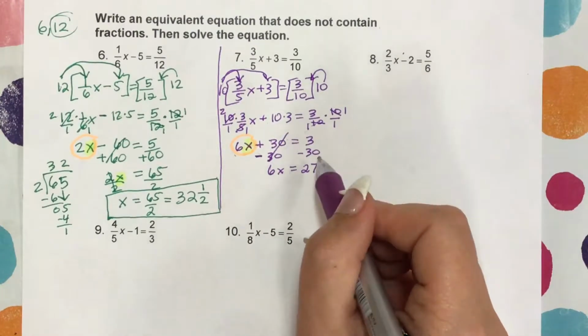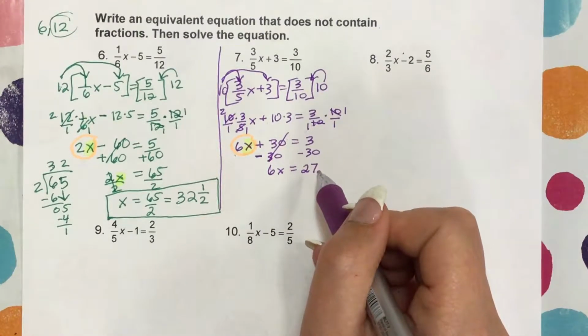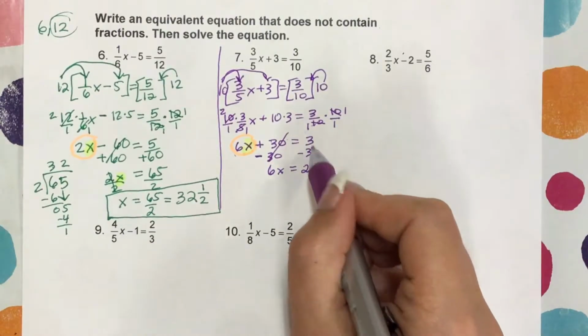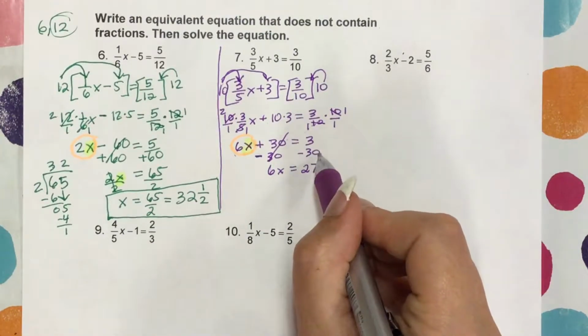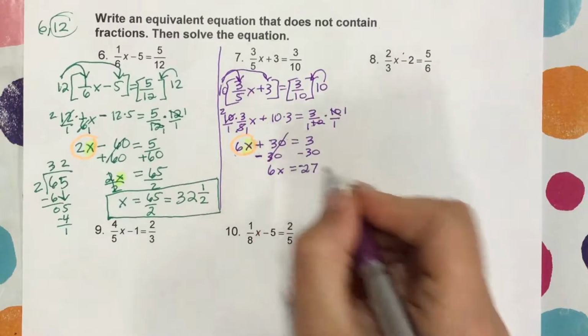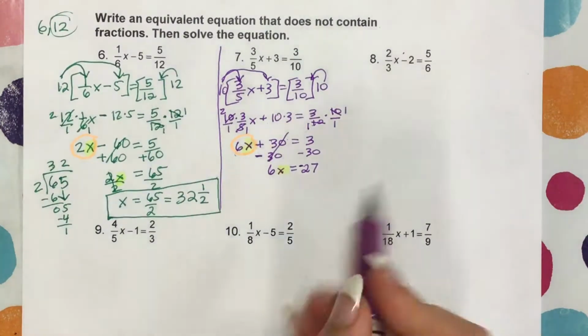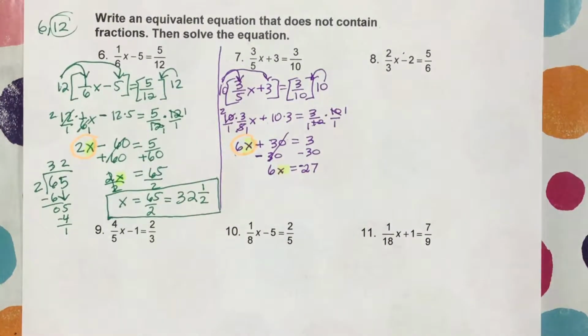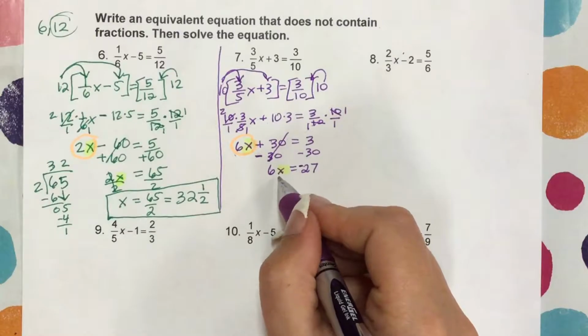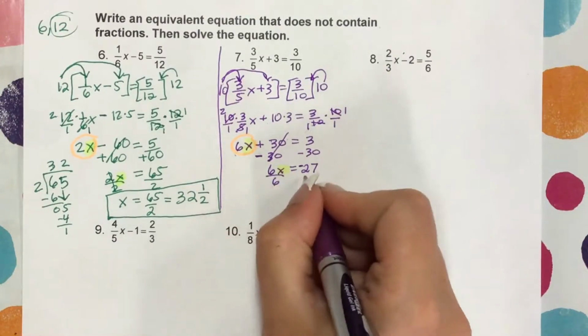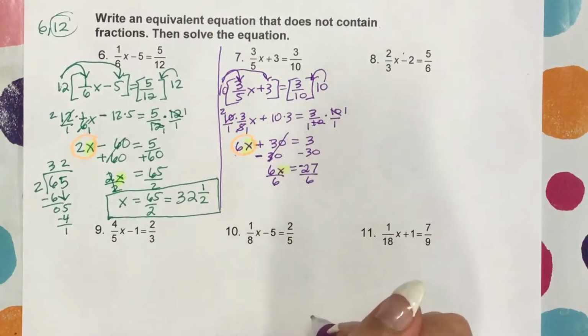And then what I need to do is figure out if it's a positive 27 or a negative 27. So I look at these two numbers. I notice that 30 is bigger and 30 is negative, so that means my answer is going to be negative. Okay, I'm still trying to find out what x is, so x has to be by itself, but right now it's not. It's currently being multiplied by 6, so I have to do the inverse operation of multiplication, which would be division of 6 to both sides.